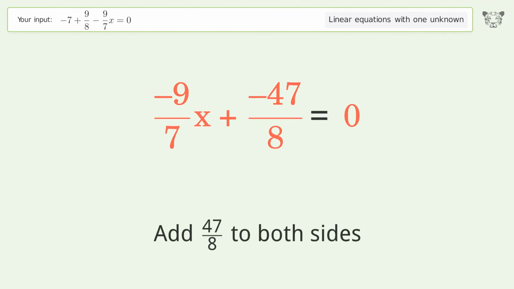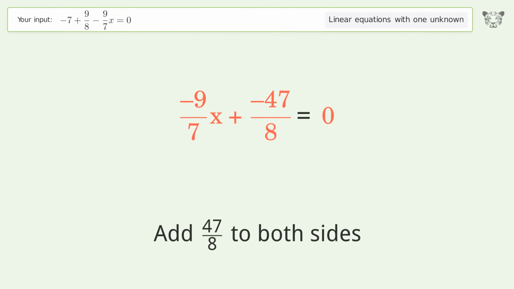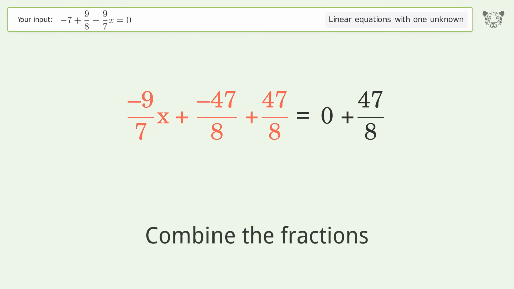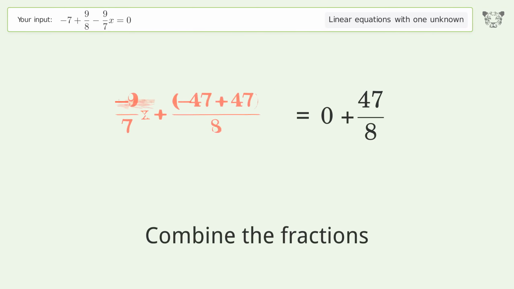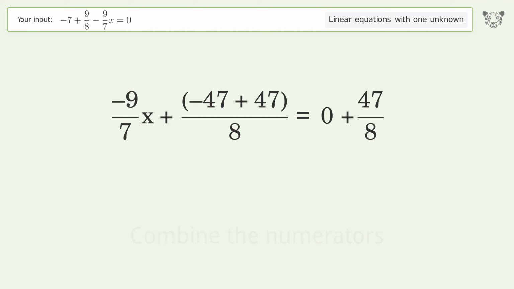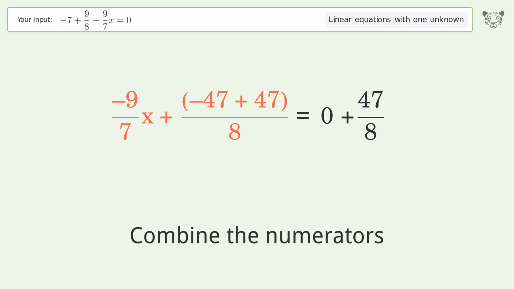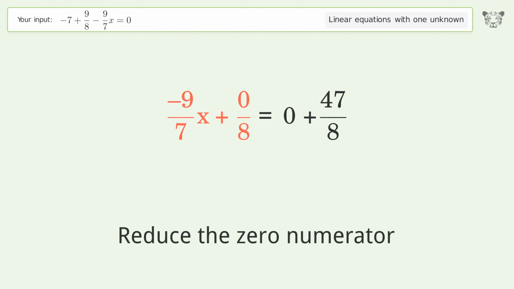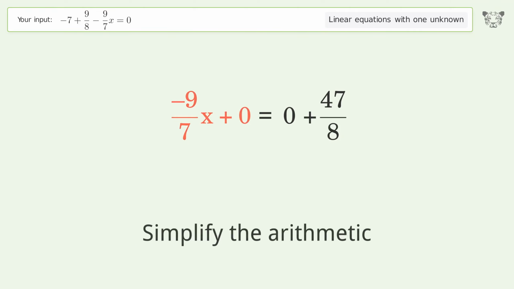Add 47/8 to both sides. Combine the fractions. Combine the numerators. Reduce the zero numerator. Simplify the arithmetic.